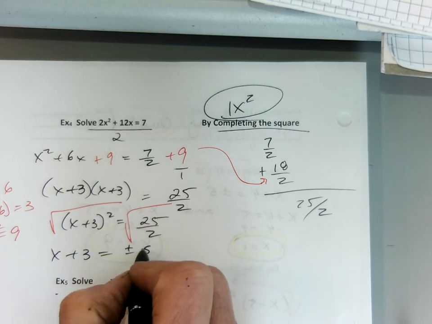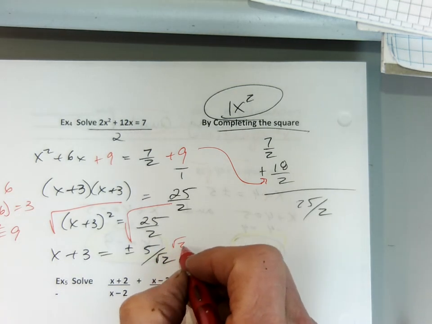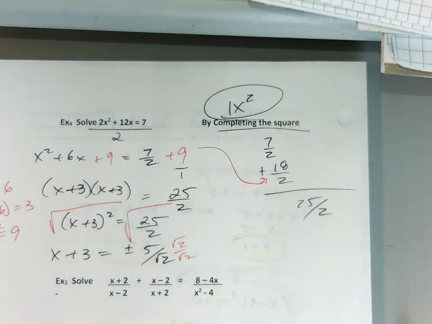Plus or minus 5 over the square root of 2, right? But you're not allowed to have a square root on the bottom, so let's fix it. That's so much extra work. You can just put 12.5 square root of, plus minus.